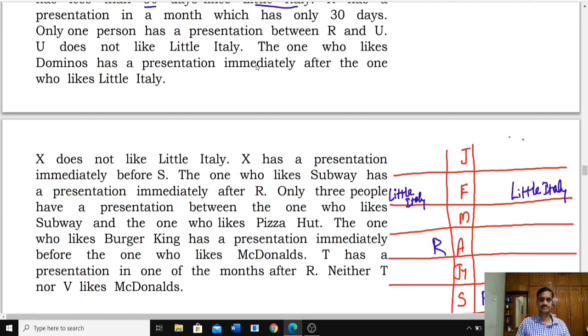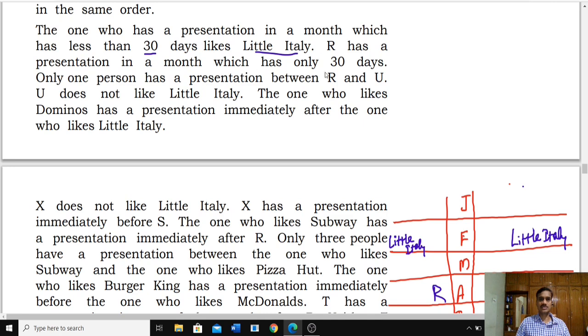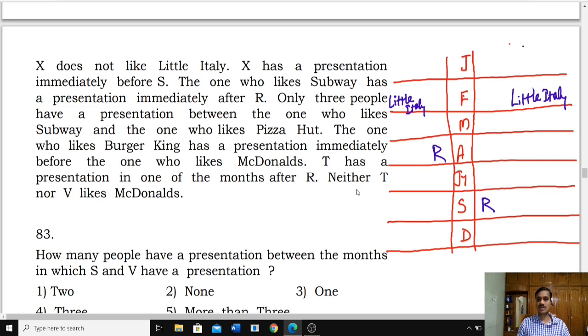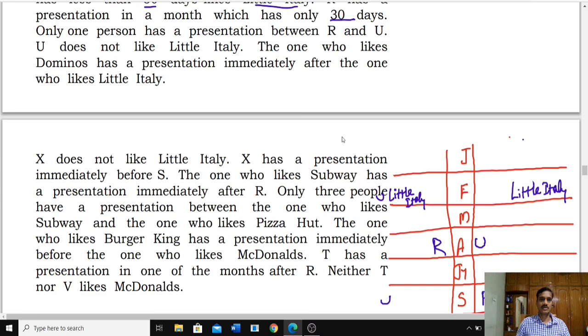Then next one. There is only one person between R and U. Between R and U, there must be exactly one person. Hence, U can be either in the month of September or in the month of Feb. Now, between R and U, there must be exactly one person. Hence, U must be in the month of April.